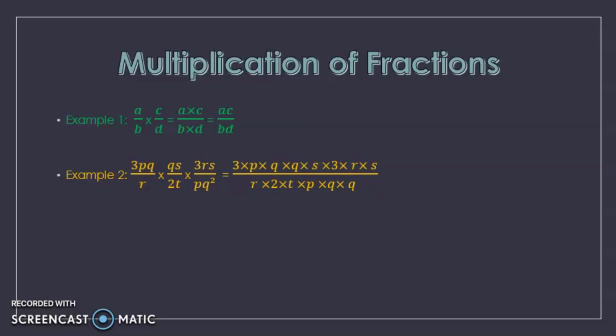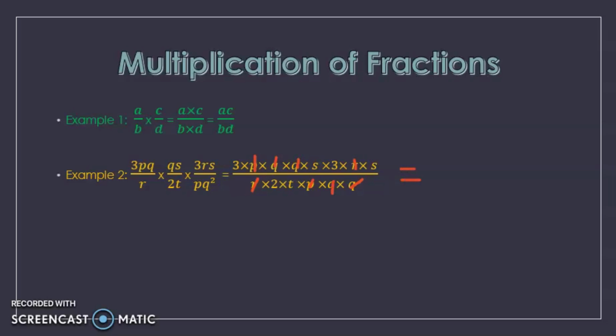Now the first factor that is going to be cancelled is p. Then q. Then we have another q in common. We also have r. And there is nothing else in common, so we just multiply as normal.